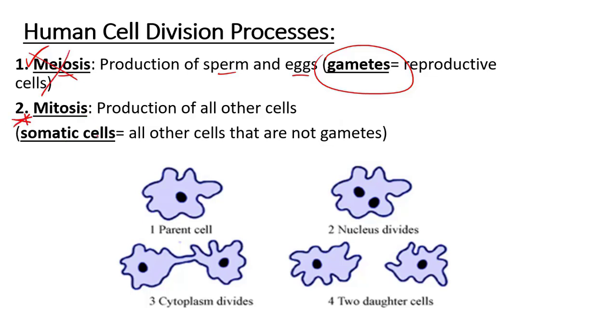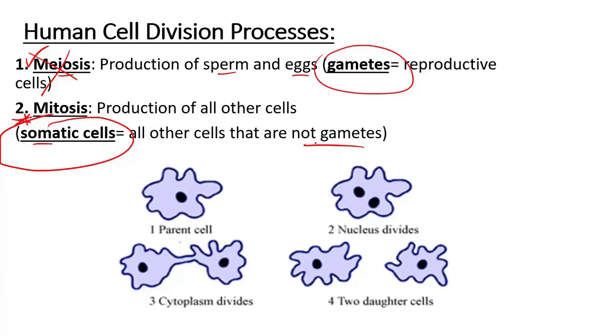So mitosis is production or replication of all somatic cells. Somatic cells are all the cells in your body that are not the gametes. So anything that's not a sperm or an egg. This includes skin cells, red blood cells, white blood cells, bone cells, everything else.